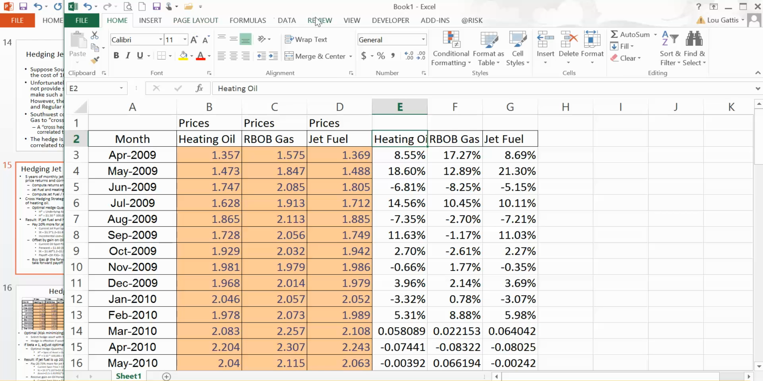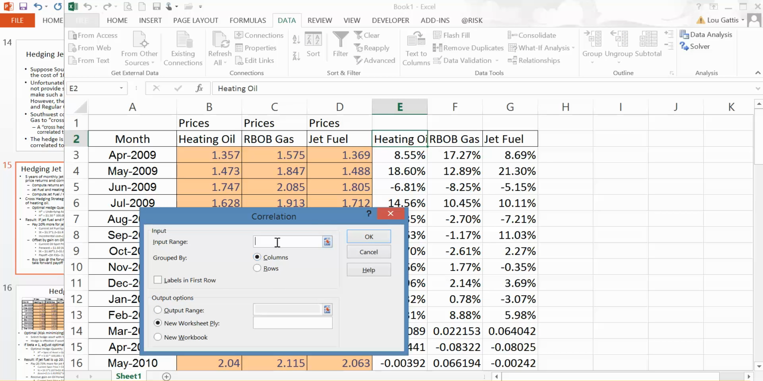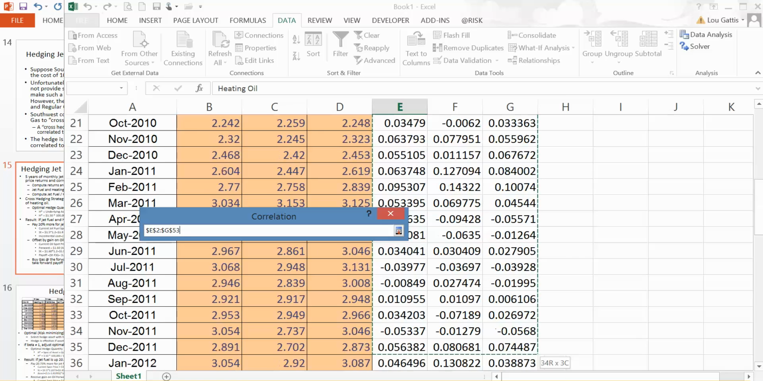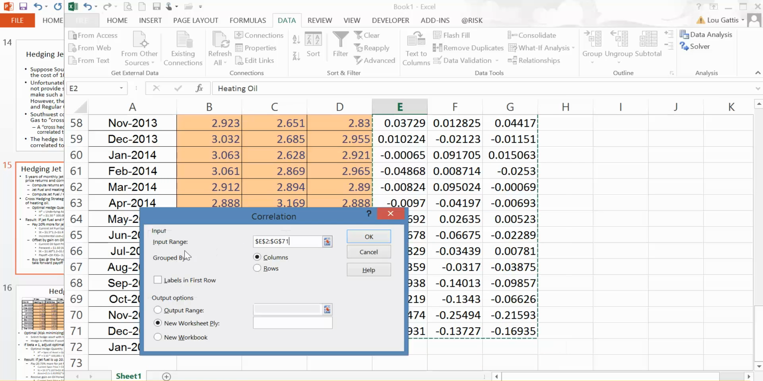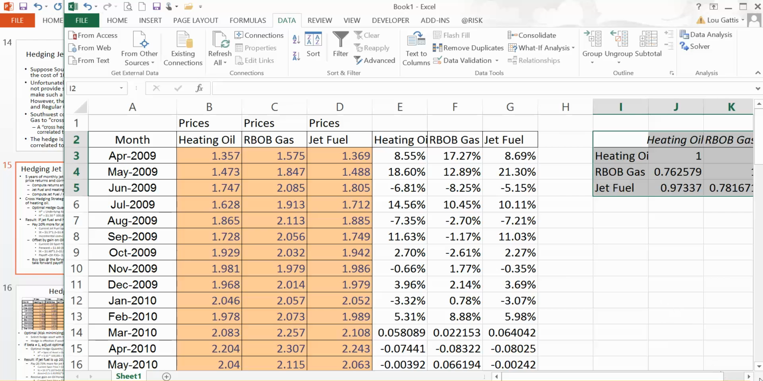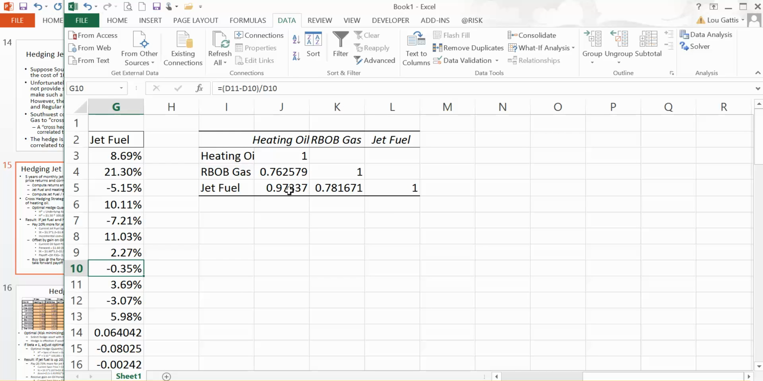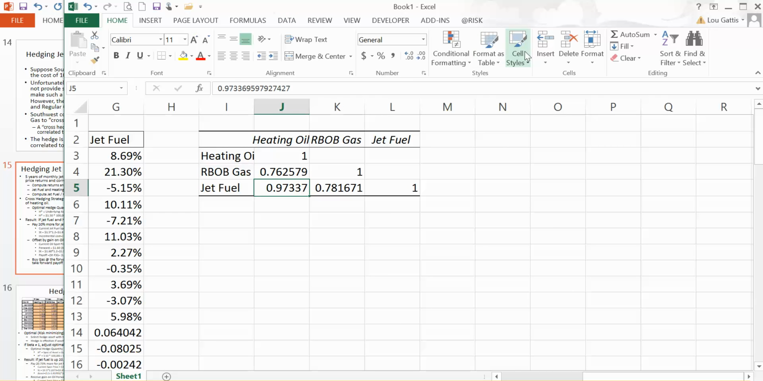I want to go to data, data analysis, correlation. I want to get the correlation of these three. Click on labels since I highlighted the labels, and I'll put the correlation matrix right here. So what you see is the correlation between jet fuel and heating oil is 0.97. Jet fuel and gas is 0.78. So you want to hedge jet fuel using the highest correlated asset, heating oil.